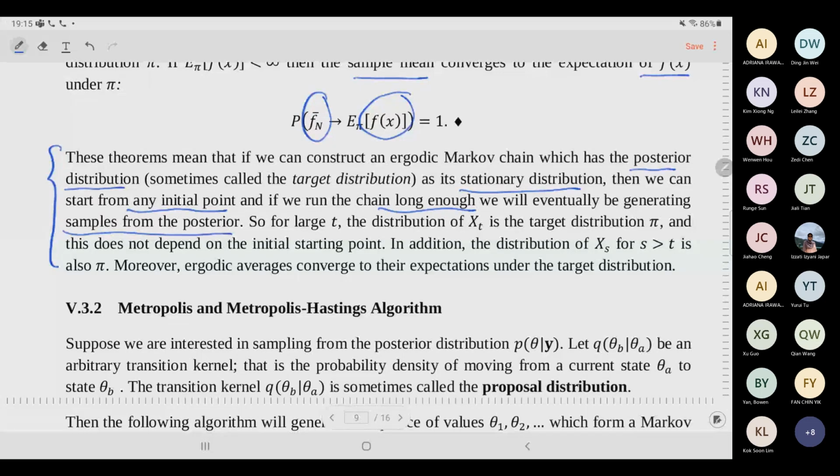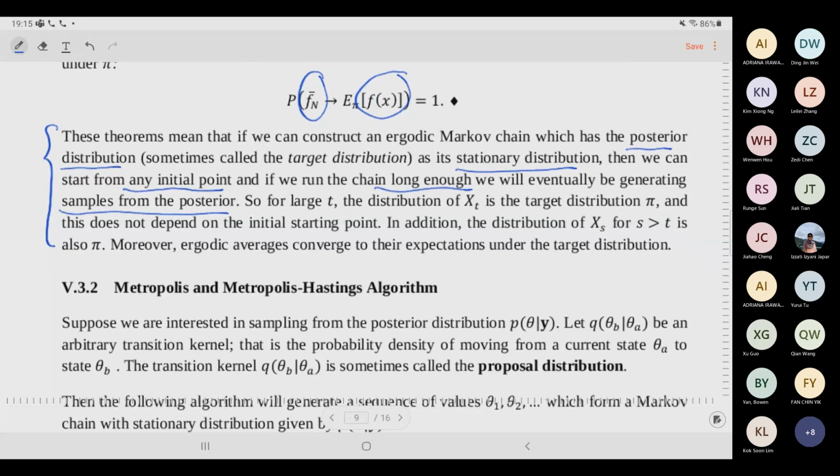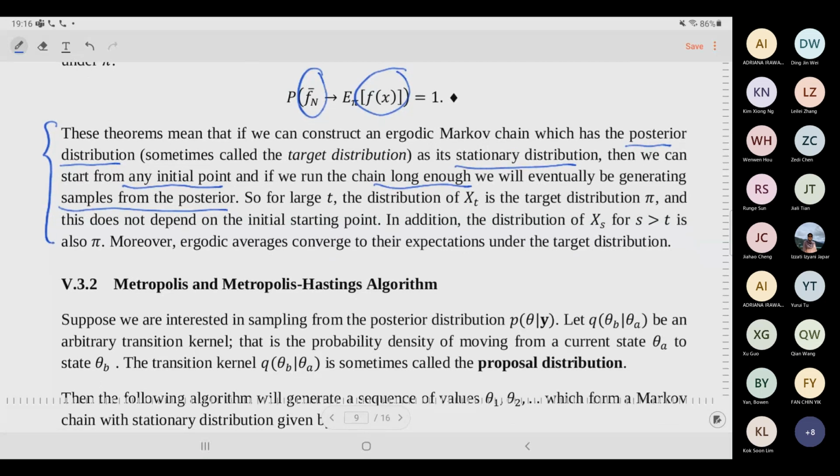If we have a large number of iterations or a large number of samples, it does not depend on the initial starting point. It is independent of the initial starting point, meaning it doesn't matter where you start. If you run your Markov chain long enough, or your MCMC long enough, it will actually sample from your posterior, or your target distribution. So the average will converge to the expectation under the target distribution.